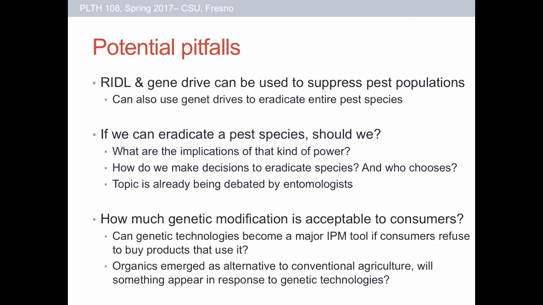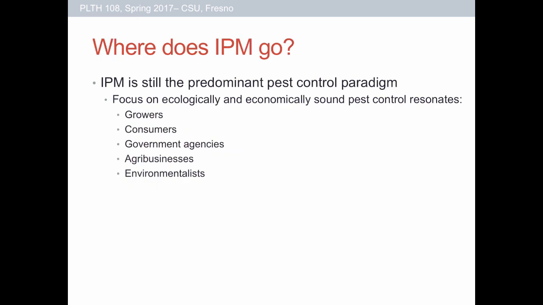And then finally, I think it raises an interesting question, which is how much genetic modification are customers and consumers willing to accept in their food? So just like organics really came out as sort of an alternative to conventional pest control that was so heavily invested in chemicals, makes me wonder if there will be new markets that open up for non-genetically modified crops or crops that have nothing to do with any sort of genetic modification technology. And yeah, could genetic technologies ever become a major tool if people react so violently against these genetic technologies in the first place?